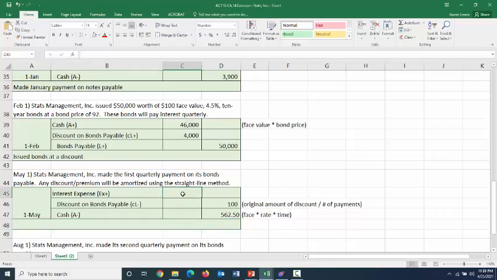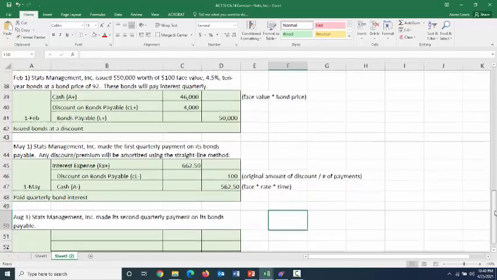We also get to record interest expense equal to the amount of discount that we amortized. So in total, the amount of interest expense that we get is now equal to the sum of our two credits, which is $662.50. What happened here is we paid quarterly bond interest.